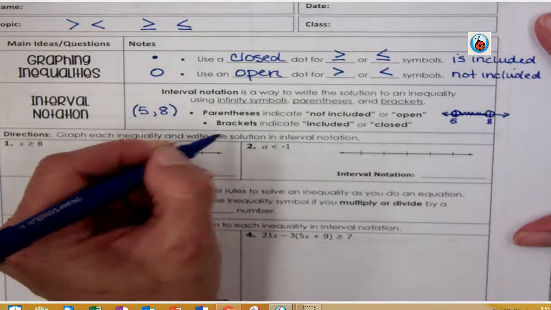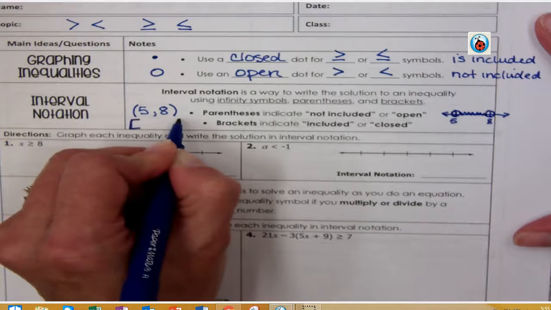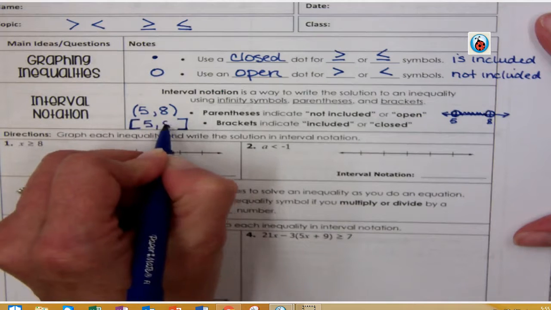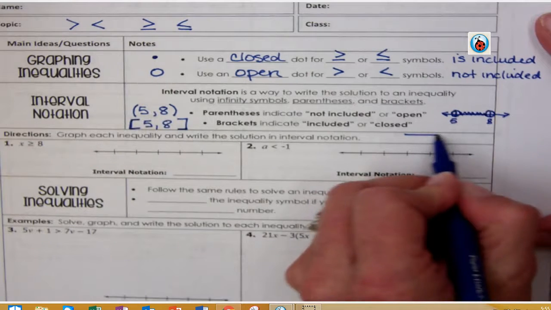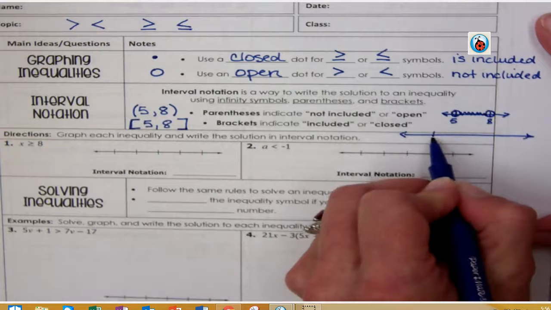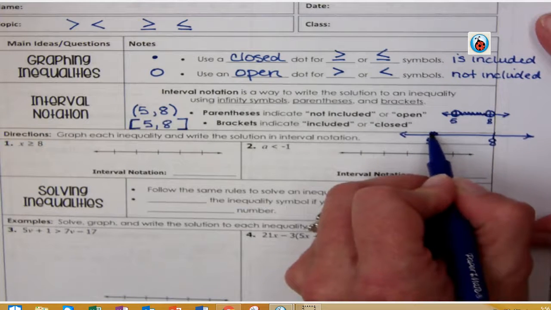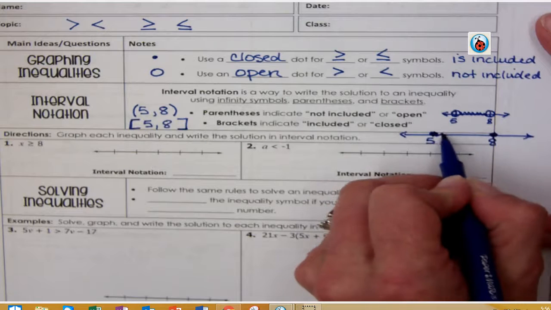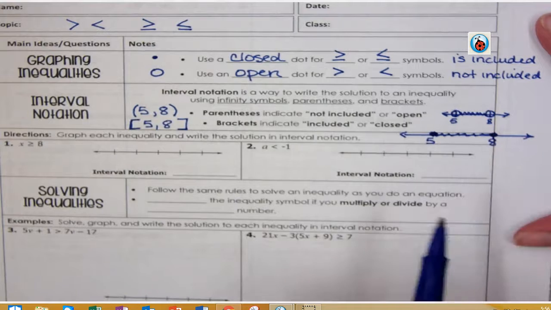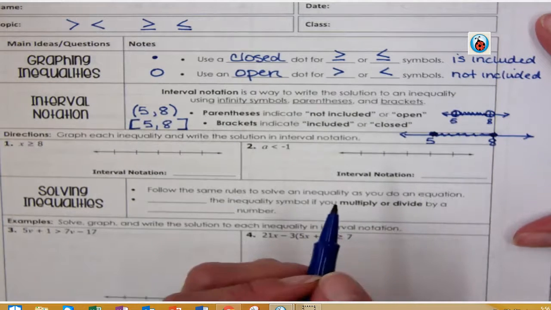The brackets, which look more squared off, like that, if you had 5 to 8, would basically be the same thing. I'm going to make this bigger so you can see it a little bit better. If you had 5 here and 8 here, it would be a closed dot and all numbers in between, which means that 5 and 8 would be reasonable answers. Okay, so let's go over that.